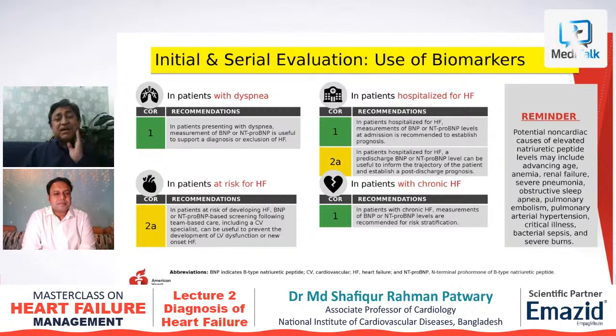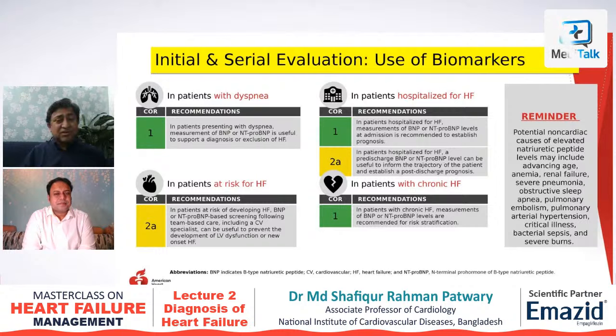Next, if the patient is hospitalized for heart failure, the class one recommendation is that BNP and N-terminal pro-BNP level must be assessed for estimation of the prognosis of the patient. If this marker is very high, the prognosis is bad. If the patient has chronic heart failure, they also recommend the BNP and pro-BNP level for risk stratification. If its level is high, the patient may go into acute on chronic.